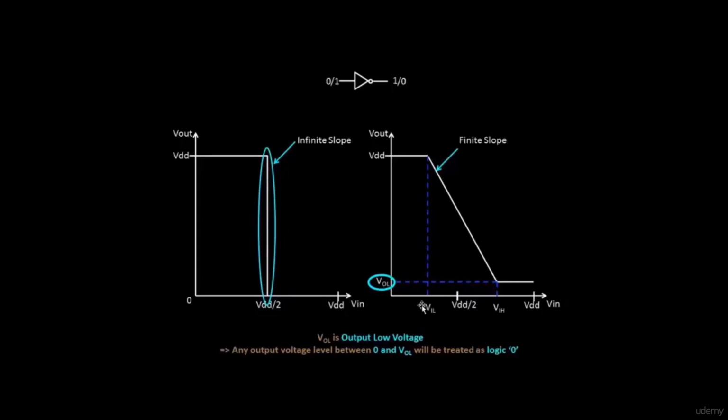as logic 0. Okay, any voltage that is above VIH. So VIH, let's consider again 3/4 of VDD, which may be around 750 millivolts. So any voltage at the input side of the inverter which lies between 750 millivolts and 1 volt, that would be recognized as logic 1 at the input side.